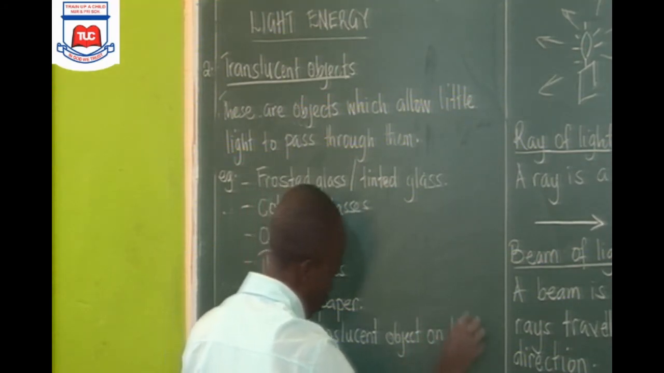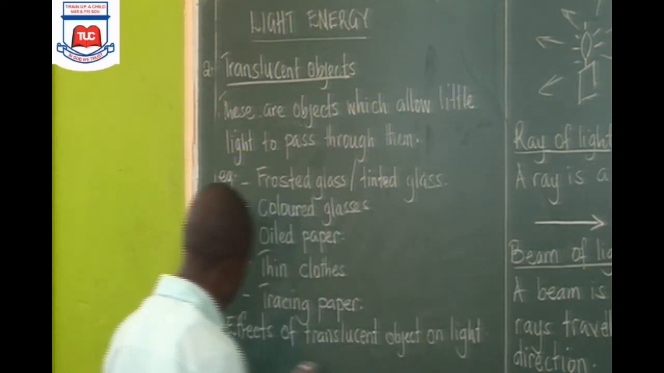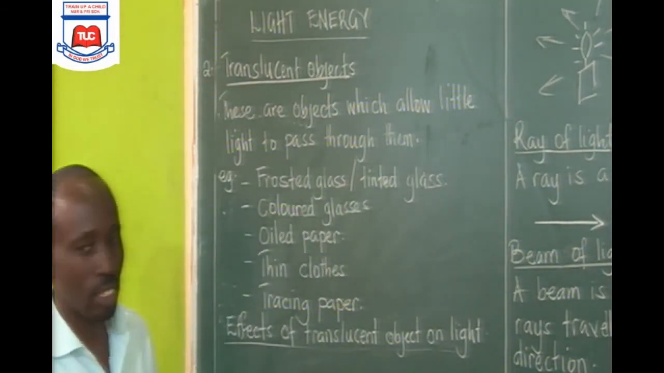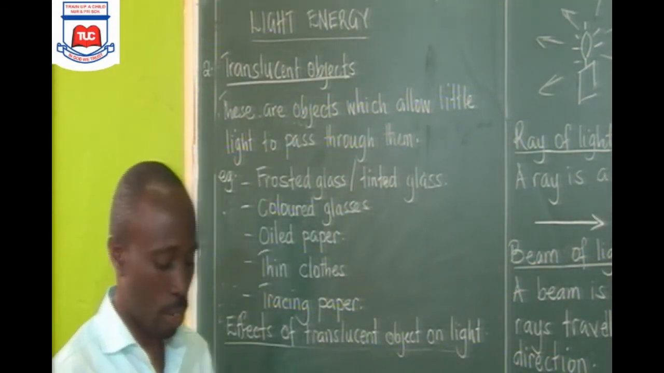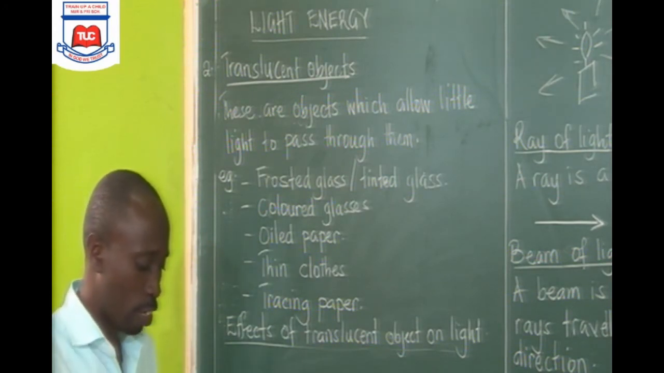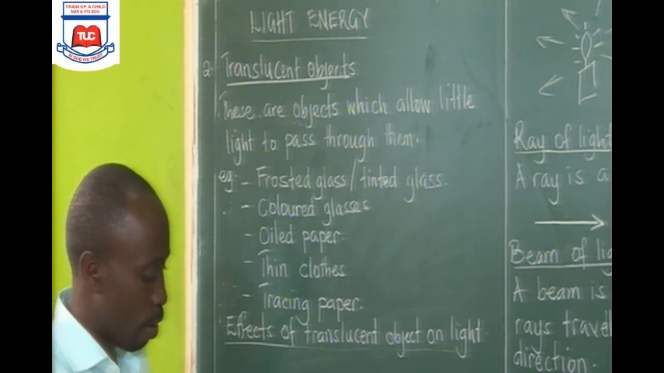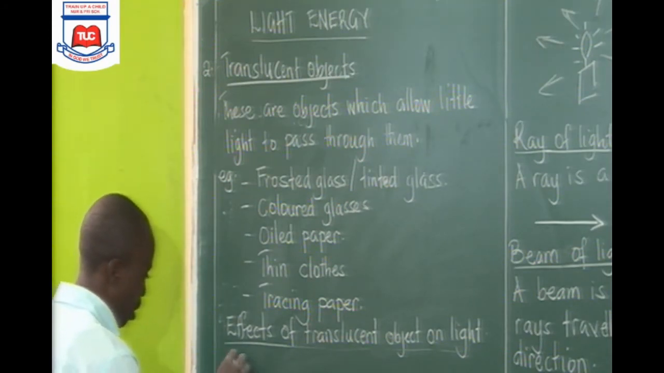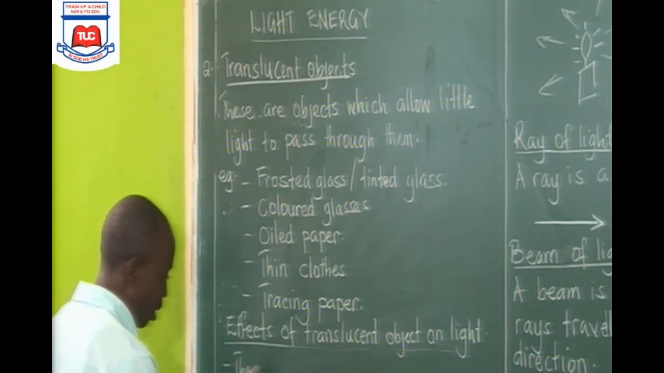We have already stated that these allow little light to pass through. They allow little light to pass through, so that is one of the effects. They diffuse light, they condense it in other words.